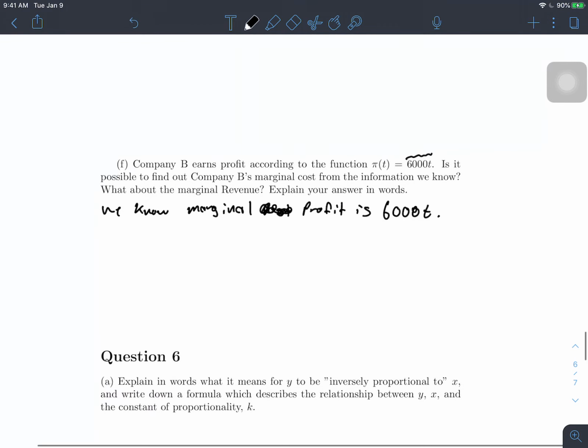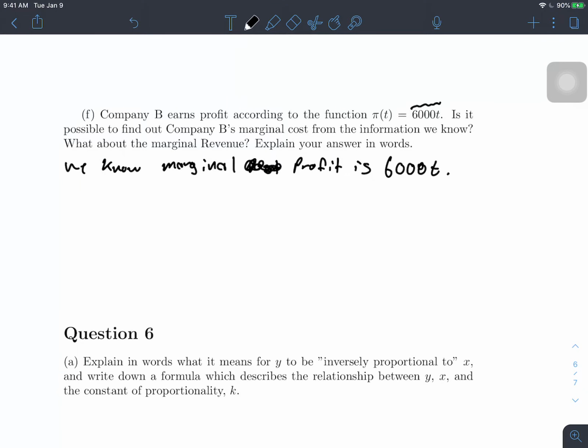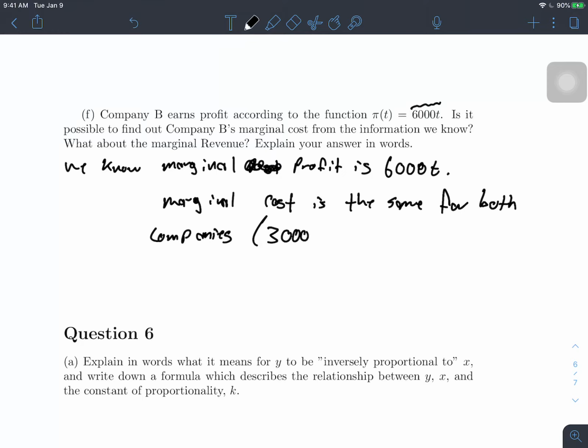Well, if you were doing this problem at home, you could say that marginal cost is the same for both companies, namely 3,000. This should have been $6,000 per minute. $3,000 per minute.